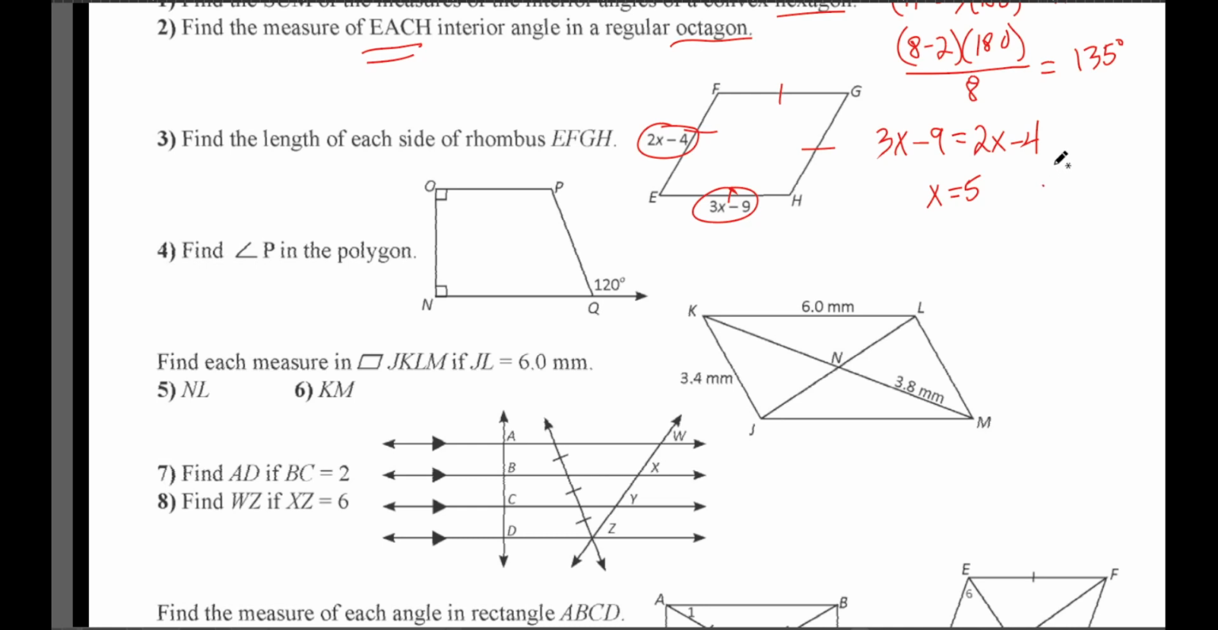This says find the length of each, and then on my answer sheet, I put EF equals, but it doesn't matter. So each length of the side is going to be 6, all right? So this will be 6, so is that, so is that, so is that.